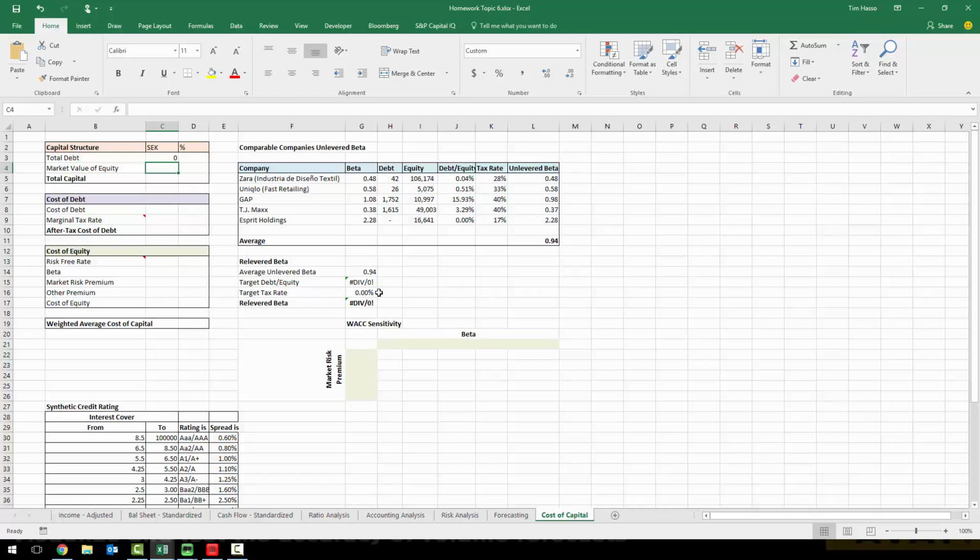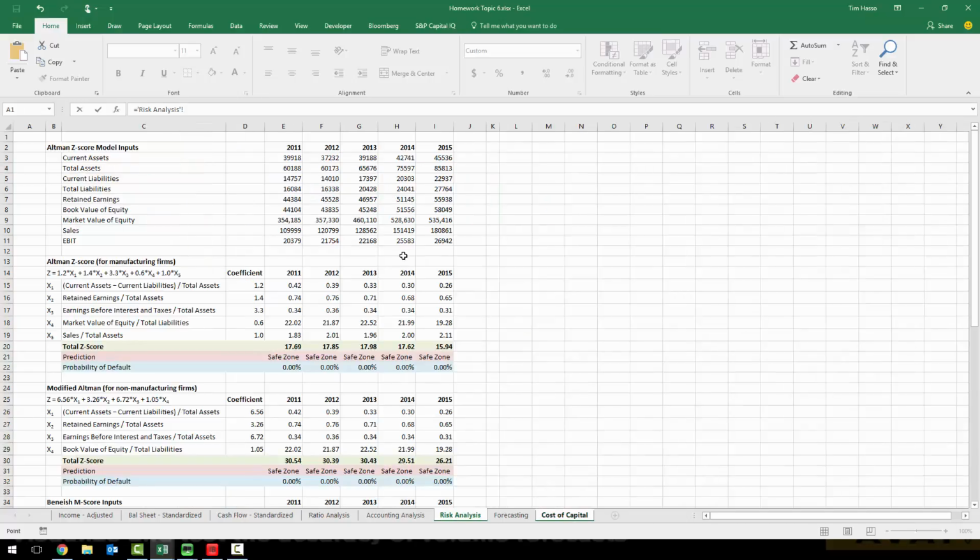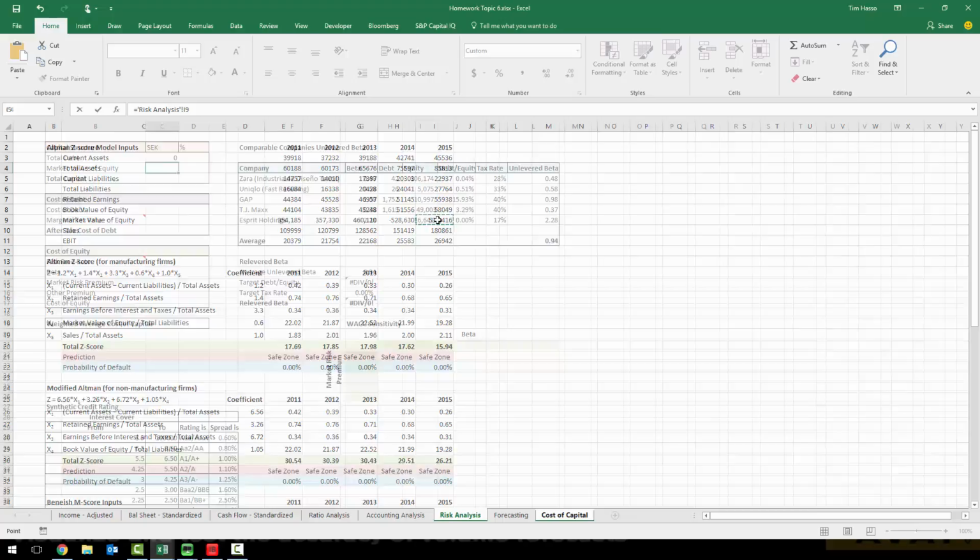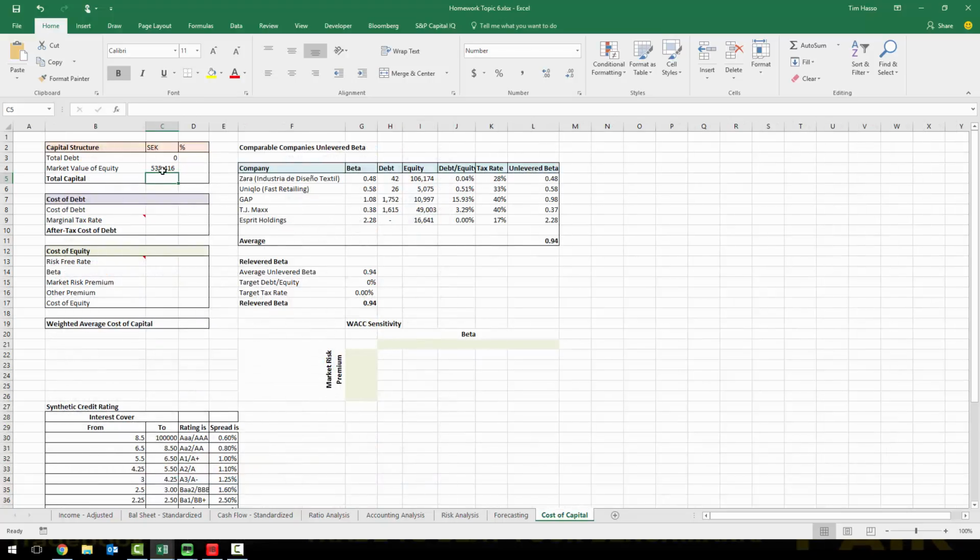Now for market value of equity, I need the market capitalization for the firm. Technically speaking, you can find it on Bloomberg, but I also remember that when we did our risk analysis, we got the market value of equity because the Altman Z-score needed that as an input. So I already have it for 2015 here because I've looked it up in the previous weeks. I go to risk analysis, I9. Now I have both the total debt and the market value of equity.